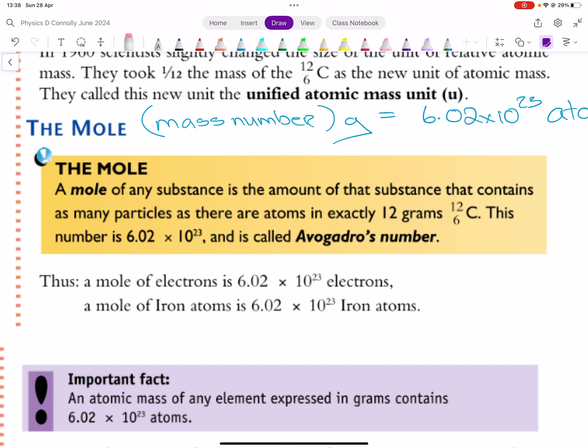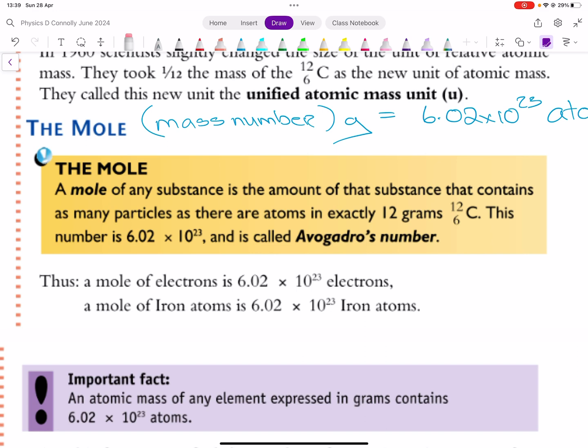If they ask this question, they're going to have to heavily scaffold it. The definition of the mole is on the Leaving Cert Physics course, but Avogadro's number is not. So they're going to have to explain what Avogadro's number is and give you the number, but that's in the Formula and Tables book anyway.